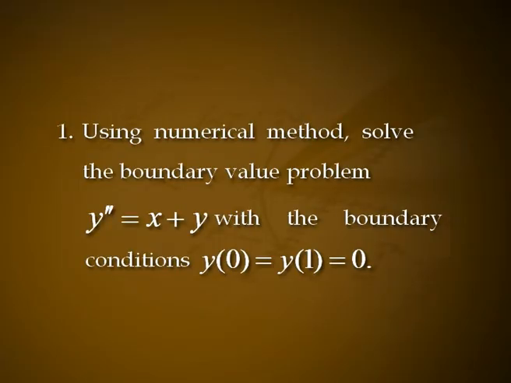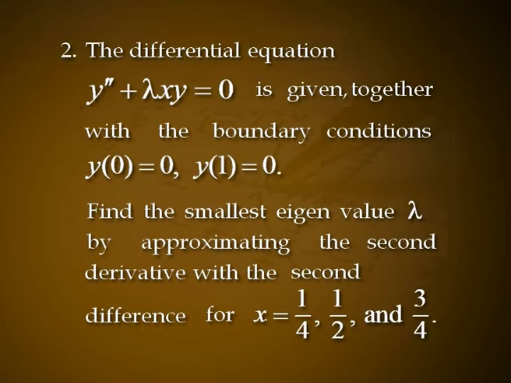Before moving to the next session, try to answer the following questions. Question 1. Using numerical method, solve the boundary value problem y'' = x + y with the boundary conditions y(0) = y(1) = 0. Number 2. The differential equation y'' + λxy = 0 is given together with the boundary conditions y(0) = 0, y(1) = 0. Find the smallest eigenvalue λ by approximating the second derivative with the second difference for x = 1/4, 1/2 and 3/4.